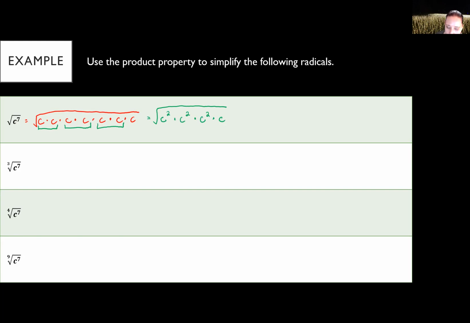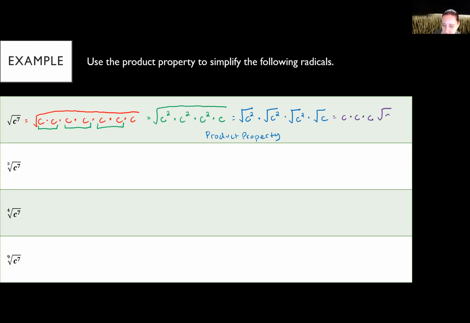So this can be written as the square root of c squared times the square root of c squared times the square root of c squared times the square root of c. So that is the product property that allows you to do that. And now the square root cancels out the c squared, and you're left with just c underneath. So this will give us c times c times c.